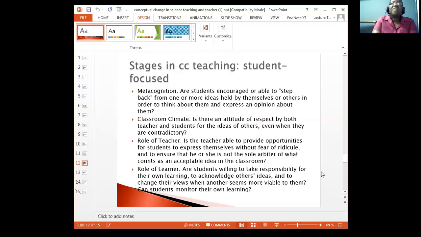So we have to groom students to be able to do this and to monitor their own learning. They actually set objectives for themselves and they can know whether they are learning or not. They set down specific objectives so they can tell you whether they are learning or they are not.